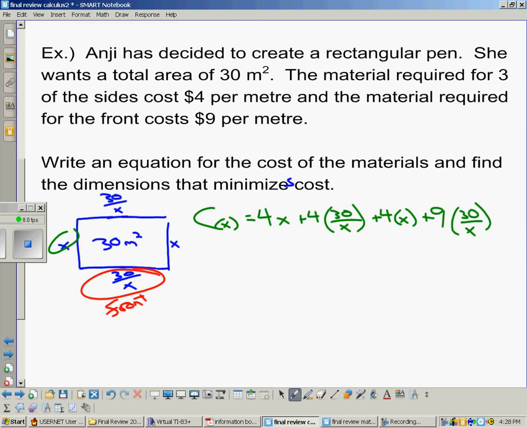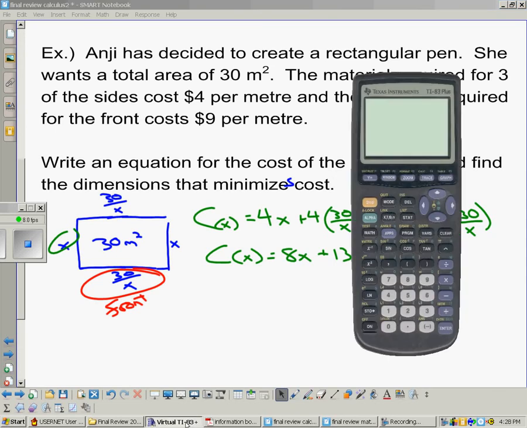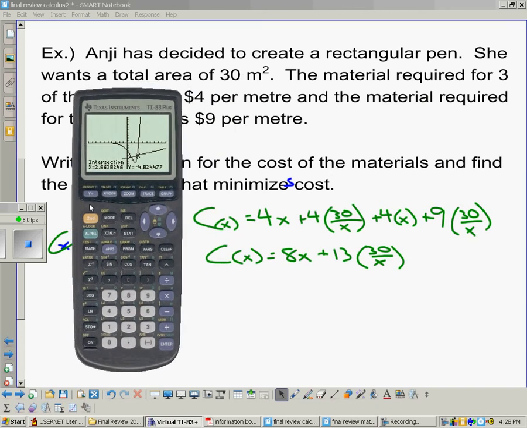Okay. If this were paper 2, I might collect some terms here and call this 8x, and I might call this 13 of these 30 over x's. But I wouldn't dwell on it too long. I go to the GDC. I put that in: 8x plus 13 times 30 over x, rather.